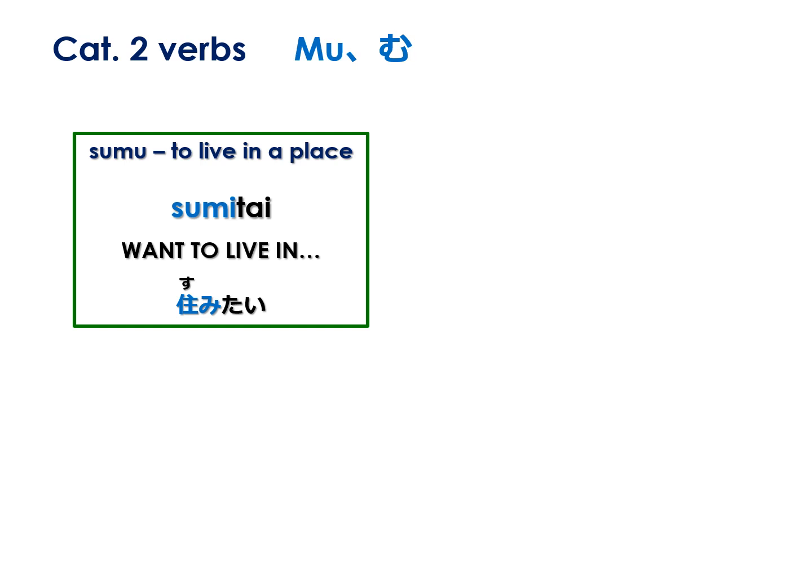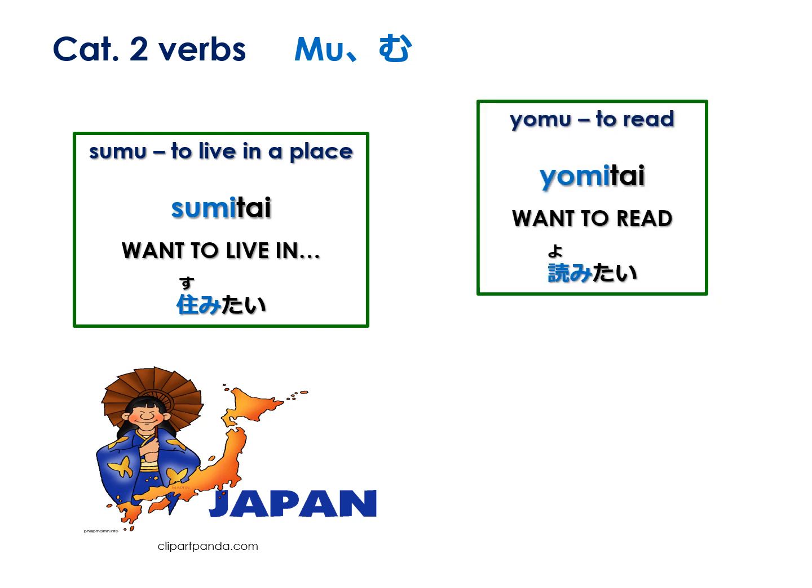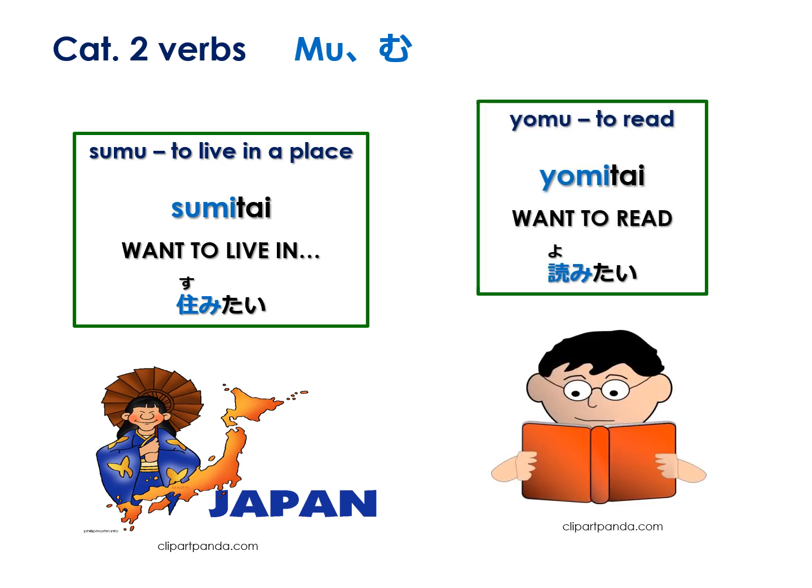住む means to live in a place. 住みたい means want to live in it. 日本に住みたいです。I want to live in Japan. 読む means to read. 読みたい means want to read. 小説を読みたいです。I want to read a novel.